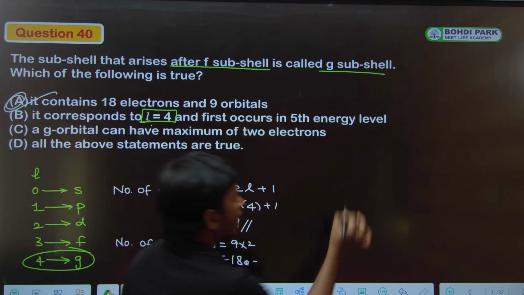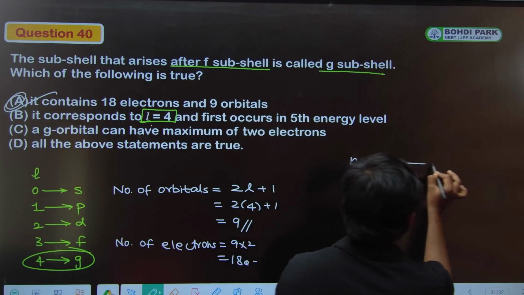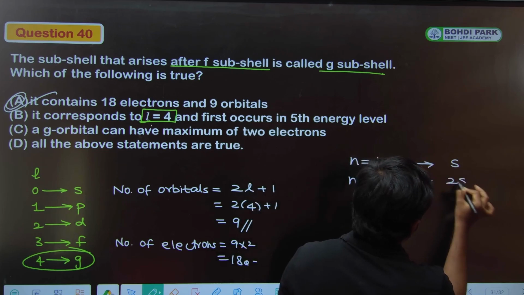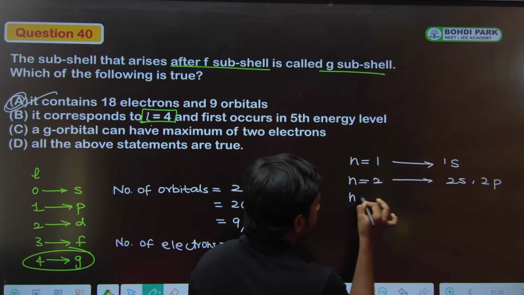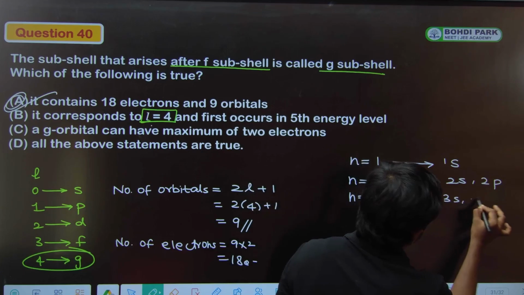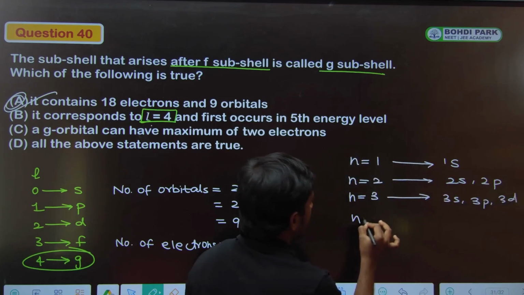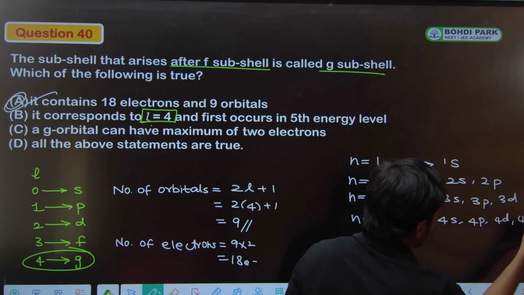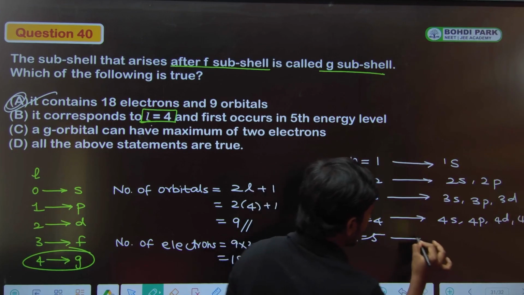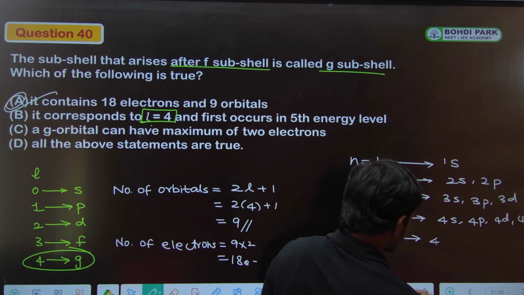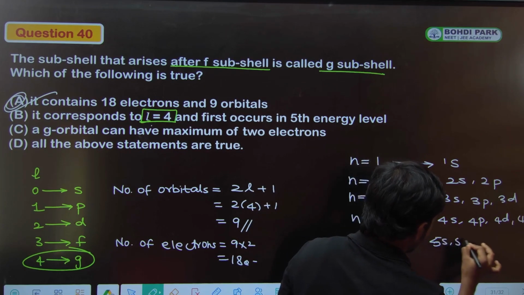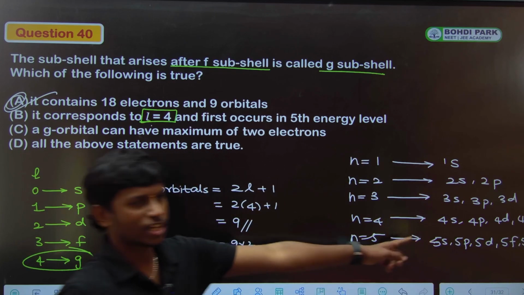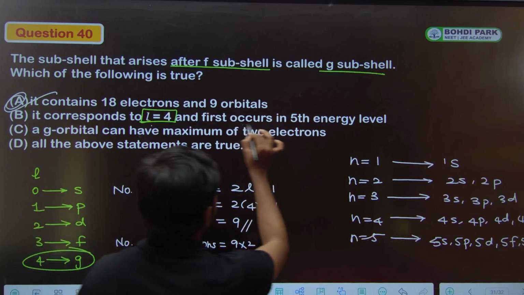Okay, is it correct or wrong, sir? If n value is 1, what is possible? Only the S orbital is possible. If n value is 2, 2s and 2p are possible. If n value is 3, 3s, 3p, 3d are possible. If n value is 4, 4s, 4p, 4d, 4f are possible. If n value is 5, 5s, 5p, 5d, 5f and 5g are possible. Okay? So where does it first occur? It occurs in the fifth shell. Okay, always they occur first in the fifth shell.